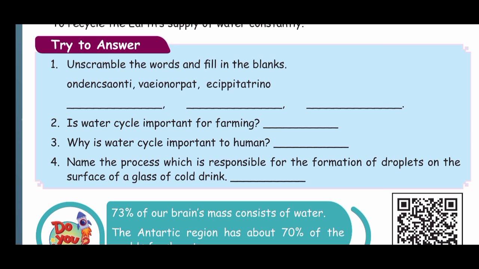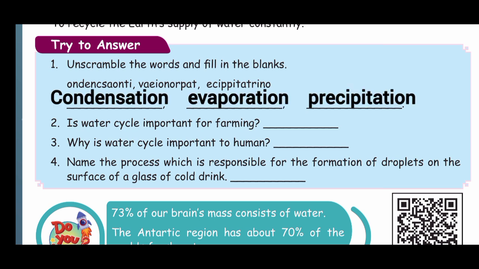Try to answer. First one, unscramble the words and fill in the blanks. So the words are interchanged. We have to form the correct word. Okay. First one is condensation. Next one, evaporation. Next, precipitation. Second one, is the water cycle important for farming?